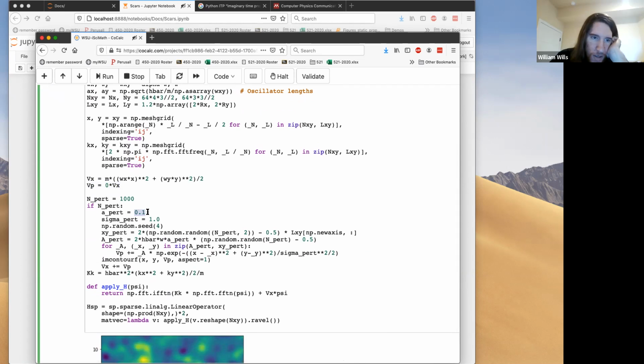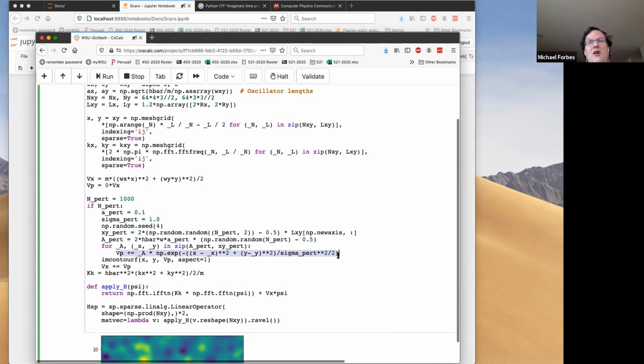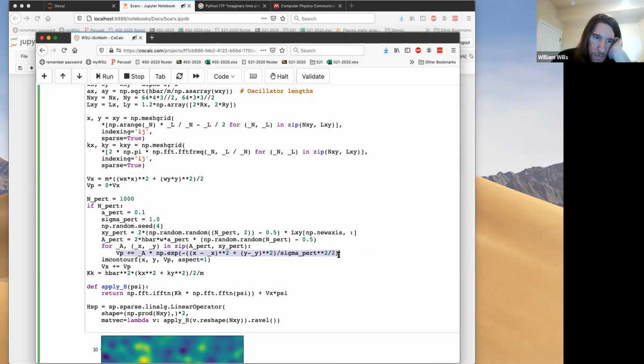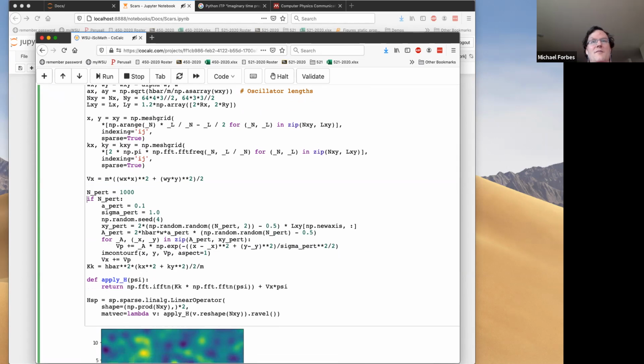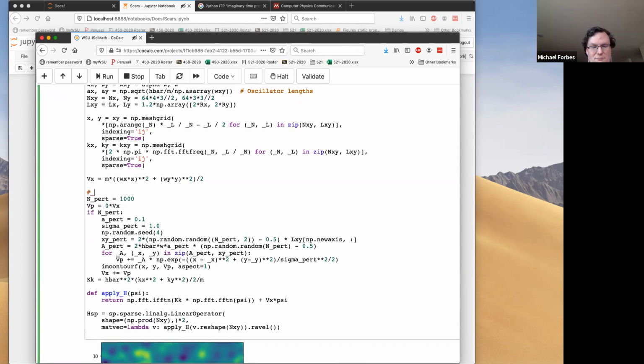What's the VP here? Sorry, I'm on VP. Yeah. This will be the perturbation. So I'm just accumulating them all in VP. Okay. So I'm just using VP as the accumulator. Start out with 0. Yeah, probably should put it down here. And what is Vx here? Vx is the potential evaluated on the XY grid. Okay, yeah. Make sense? So this is harmonic oscillator, and then I'm adding random perturbations.